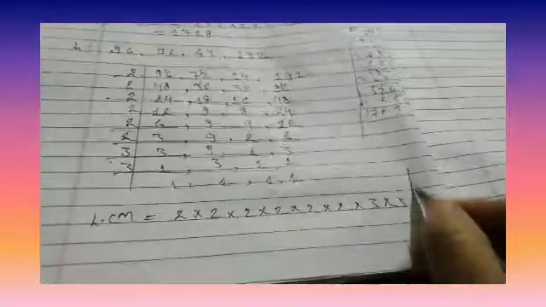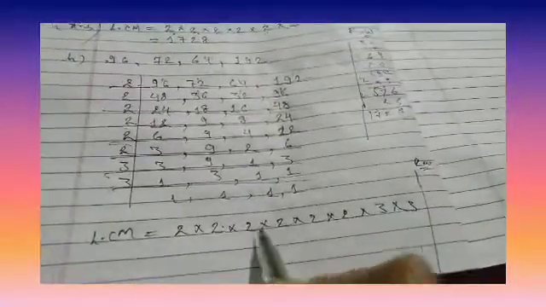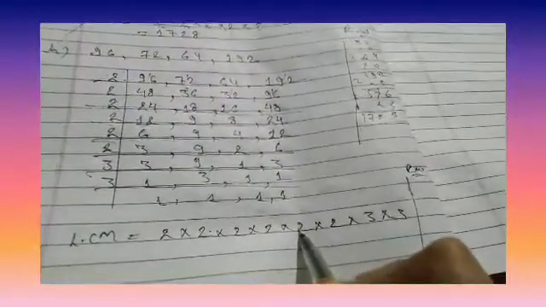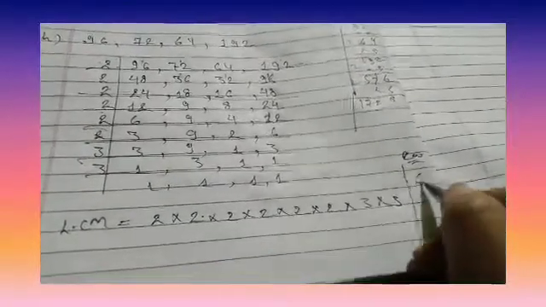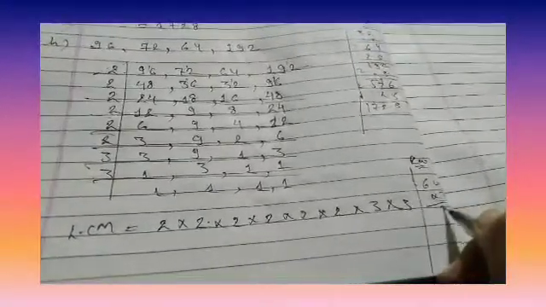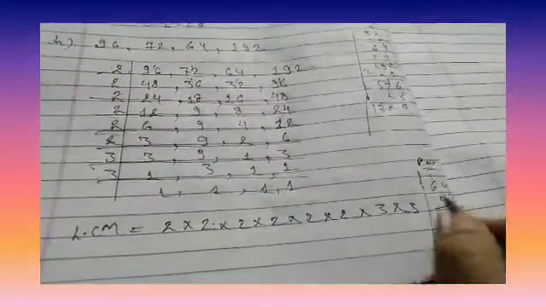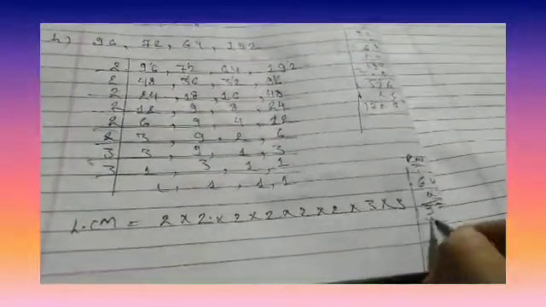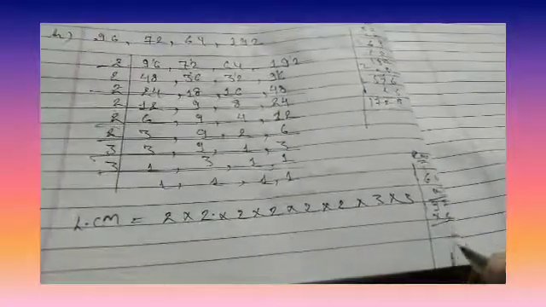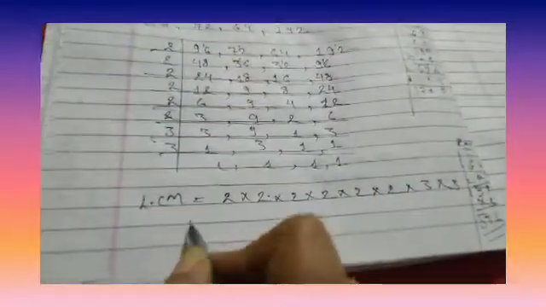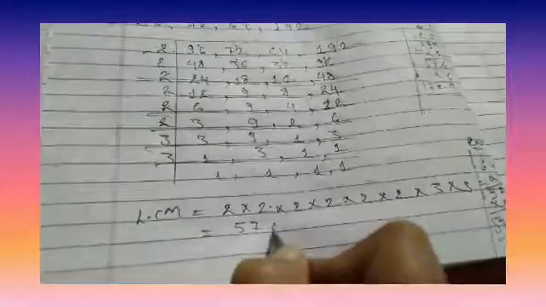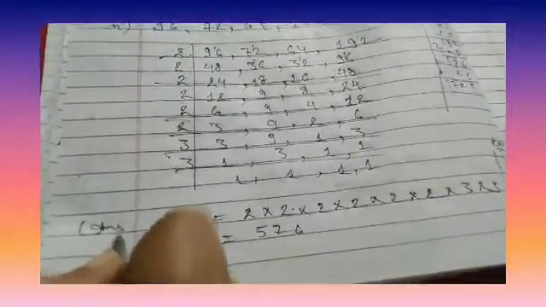So we can make rough work here. 2 2s are 4, 4 2s are 8, 8 2s are 16, 16 2s are 32, 32 2s are 64. 64 into 3: 3 4s are 12, carry 1, 6 3s are 18 and 1 is 19. 192. 192 into 3 again: 3 2s are 6, 9 3s are 27, 7 carry 2, 3 1s are 3 and 2 makes 5. 576 is the LCM and this is our answer.